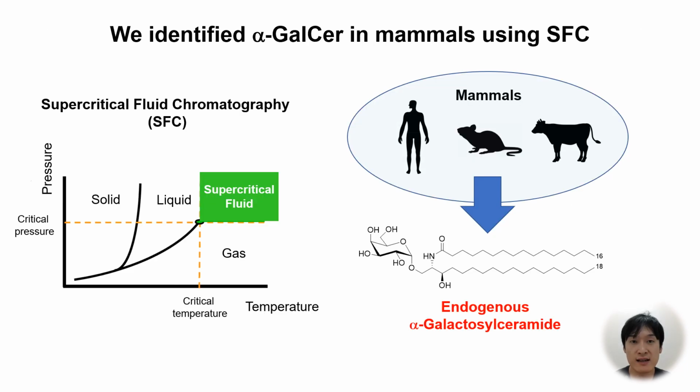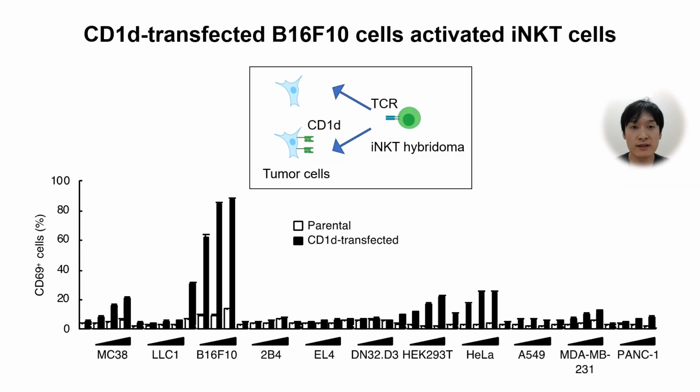In our study, we identified alpha-GalCer in mammals for the first time using supercritical fluid chromatography. First, NKT hybridoma cells were cultured with those tumor cells without exogenous antigens. We found that CD1D transfected B16 cells activated NKT cells.